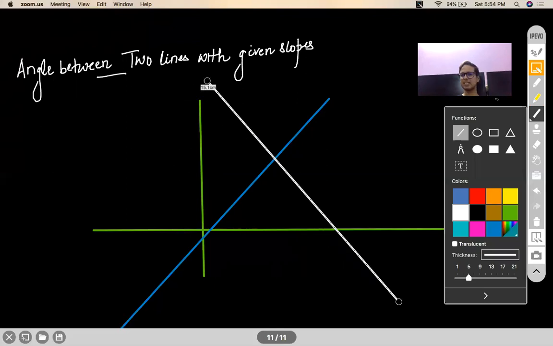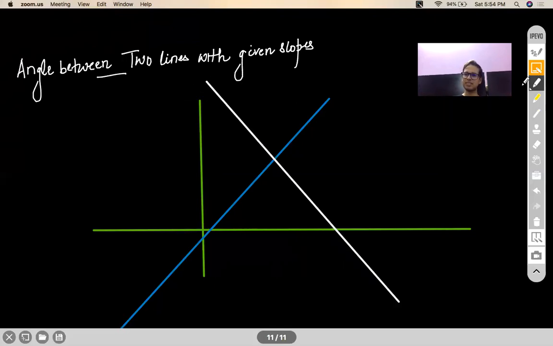Let's say these two lines have been provided with their slopes, M1 and M2. Now I want to get the angle between the two lines in terms of M1 and M2. Now remember, there are two types of angles between lines. One can be theta and the other could be pi minus theta. Now which one is acute, which one is obtuse, or whether they are perpendicular, I cannot comment till I see my M1 and M2 values.